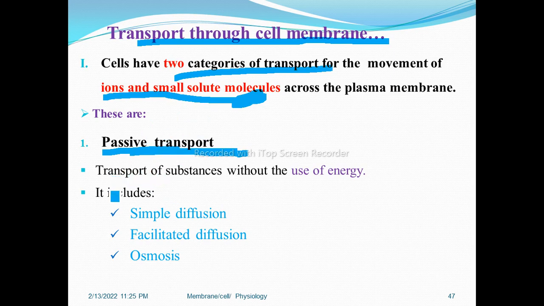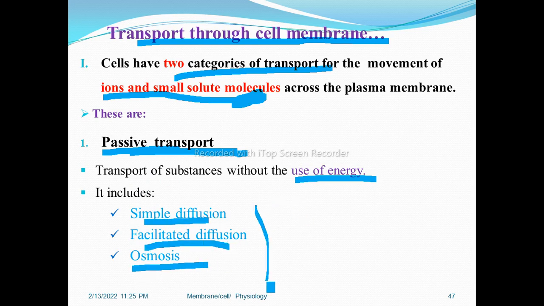In passive transport, substances are transported without the use of energy. In the case of passive transportation, the process does not use energy. It is energy free. Passive transport includes simple diffusion, facilitated diffusion, and osmosis. These three are free from energy. So under passive transport we will see simple diffusion, facilitated diffusion, and osmosis.